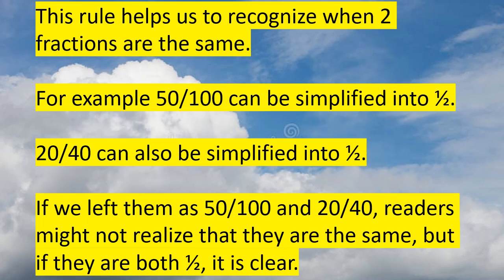This rule helps us to recognize when two fractions are the same. For example, 50/100 can be simplified to 1/2. 20/40 can also be simplified into 1/2. If we left them as 50/100 and 20/40, readers might not realize that they are the same. But if they are both 1/2, it is clear.